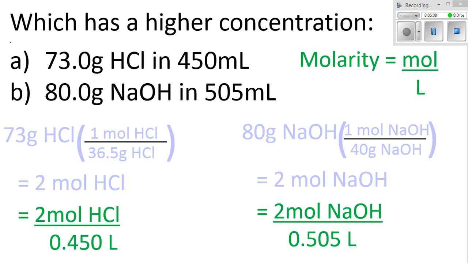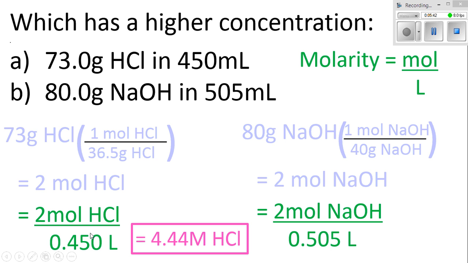Okay, if you don't believe me, go ahead and check your calculators. 2 divided by 0.450 is approximately 4.44 molar of hydrochloric acid. 2 moles of sodium hydroxide divided by 0.505 liters is 3.96 molar of sodium hydroxide. So when the solute amount is the same, the one with the lesser amount of solution is going to have a higher concentration.